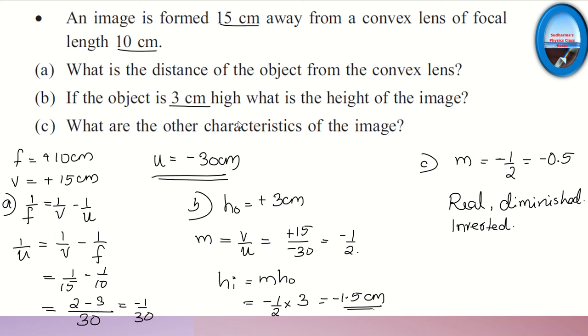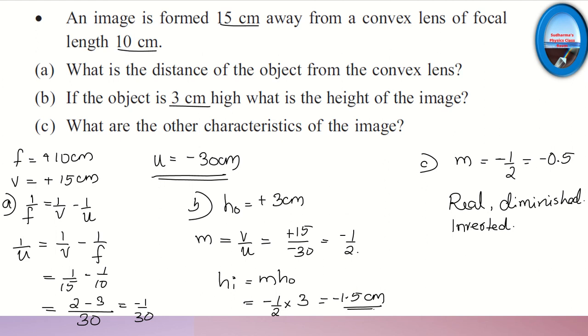So I'll explain how we have assumed that it is a real diminished image, because the magnification is minus 1 by 2. Minus means it is real, and 1 by 2 is less than 1. So it is a diminished image. Okay.